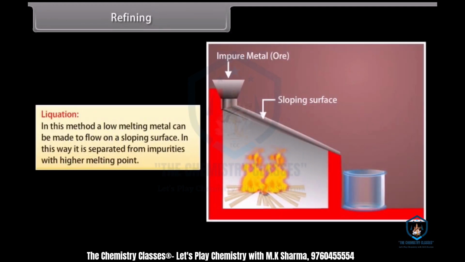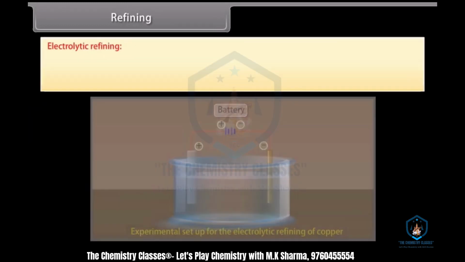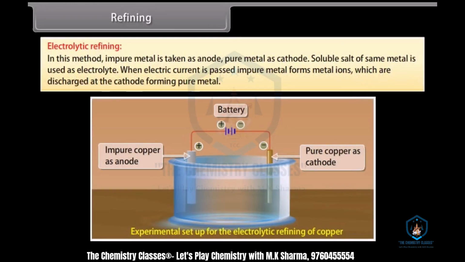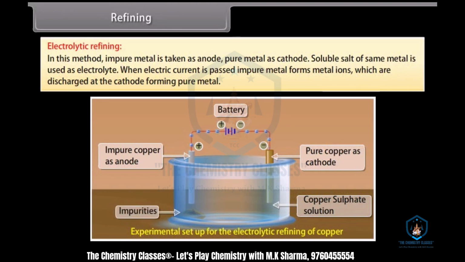Liquidation. In this method, a low melting metal can be made to flow on a sloping surface. In this way, it is separated from impurities with higher melting point, for example, tin. Electrolytic refining. In this method, impure metal is taken as anode, pure metal as cathode. Soluble salt of same metal is used as electrolyte. When electric current is passed, impure metal forms metal ions, which are discharged at the cathode forming pure metal. For example, copper, zinc and aluminium.